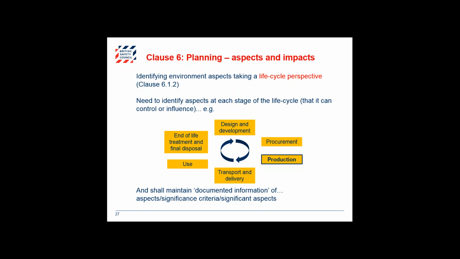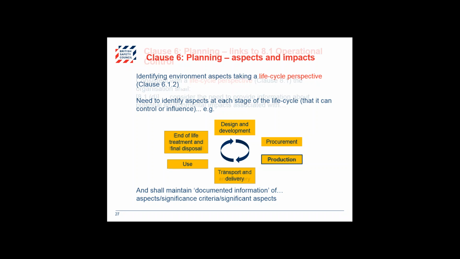So perhaps it's not that obvious in 6.1.2, but later on in the standard, these are the areas that we need to think about. So I've highlighted production in terms of that life cycle, just to emphasize that a lot of our environmental management systems have been developed and implemented simply thinking about what we do on site, our production, what we have direct control over. But within our aspects impacts process, we also need to start thinking about other areas of the life cycle. And you can see here at the bottom of the slide, there's reference to we shall maintain documented information of this process as well.